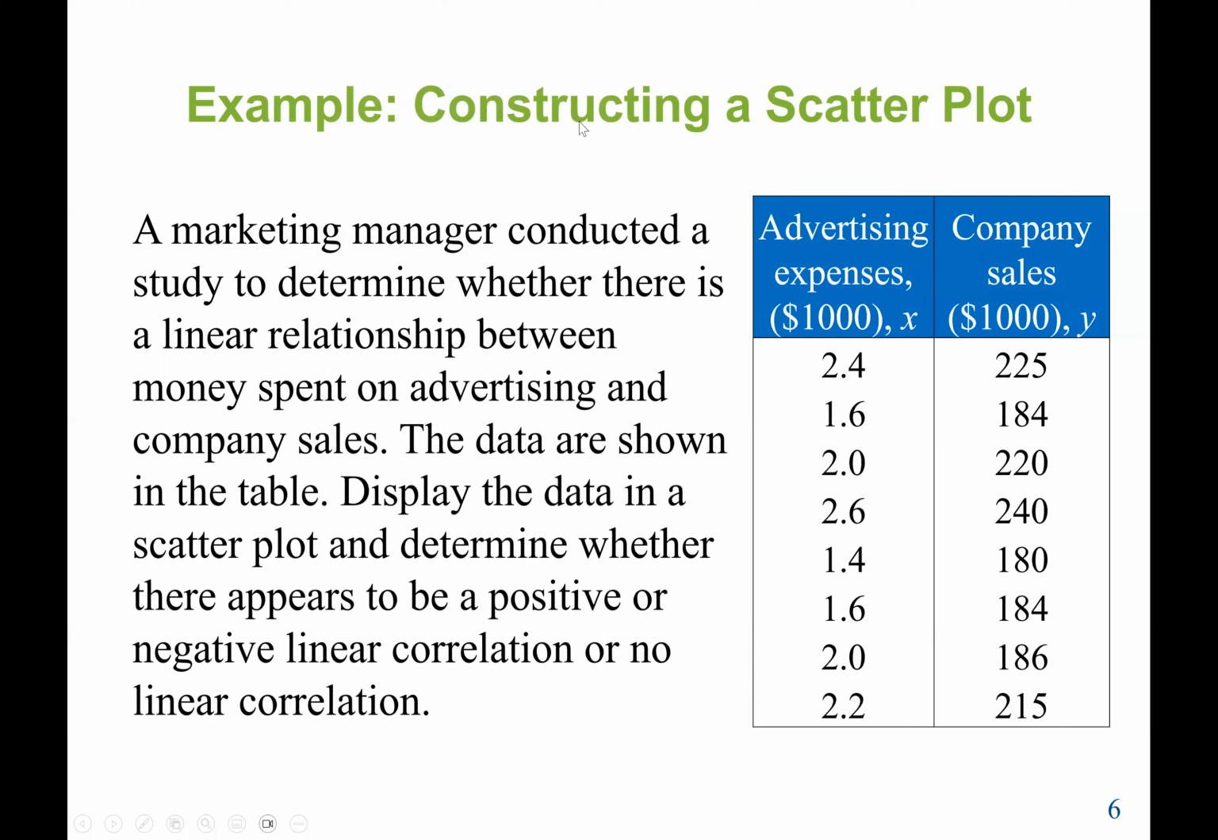So we have an example here. In this example, we are going to construct a scatter plot. From the question, we have a company's advertising expenses and also the company sales for each year. For example, 2.4, and we can see the company sales is 225. When it's 1.6, the company sales is 184. Again, these values are in thousands. So here that would be 1,600, then we have 184,000 in company sales.